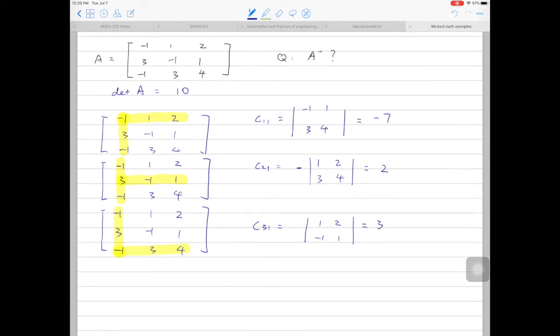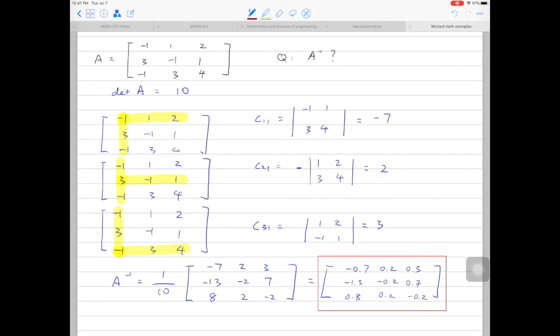From this pattern, you know the next entry will be negative, the one after that will be positive, and it's alternating. So based on what we have here, let's just write down part of the inverse matrix. The determinant is 10, so we have 1/10 in the front, and we have the first row here, that's -7, 2, 3. We can repeat the process to calculate the rest of the entries. I'll just write down the solution, and the final form for the inverse matrix is, and this is the inverse matrix of A.